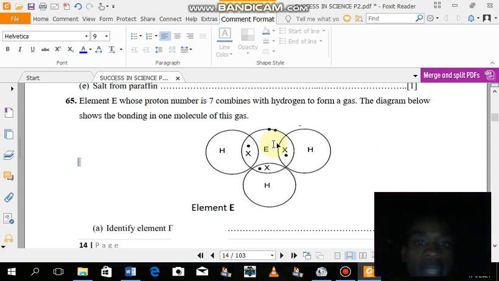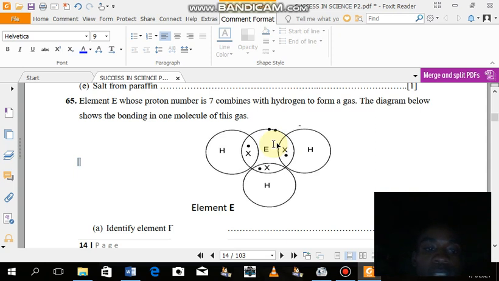Since nitrogen is a nonmetal and hydrogen is also a nonmetal, we know for sure that the type of bonding between these elements is known as covalent bonding, because it is a type of bonding that normally takes place between nonmetal elements.